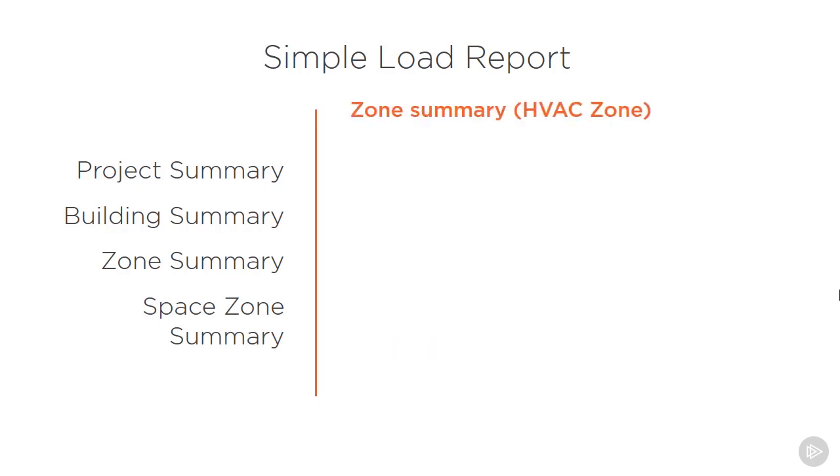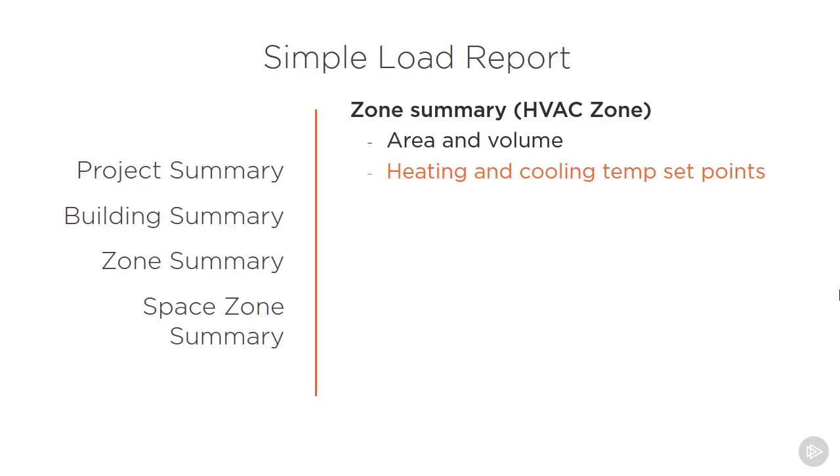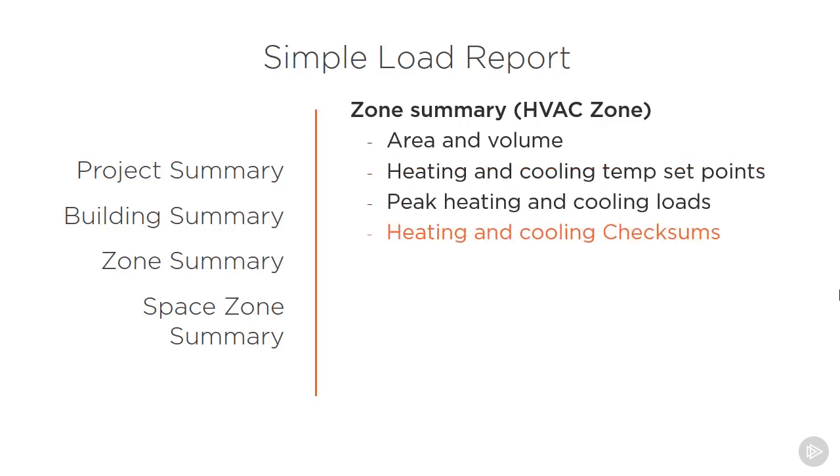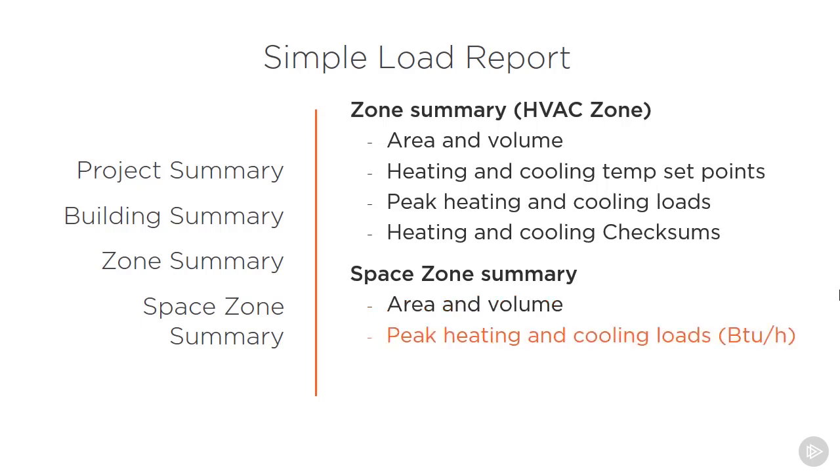The zone summary, otherwise your HVAC zone summary, will cover your area and volume of the zone, the heating and cooling temperature set points, your peak heating and cooling loads, and the heating and cooling checksums. And in your space zone summary, or your MEP space zones, it'll give you the area and volume, the peak heating and cooling loads, and the heating and cooling airflows.